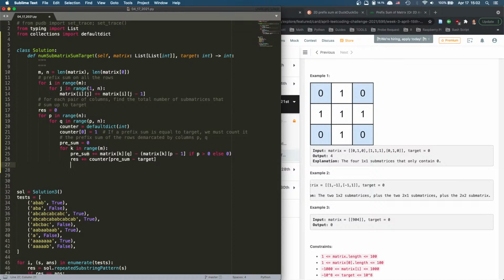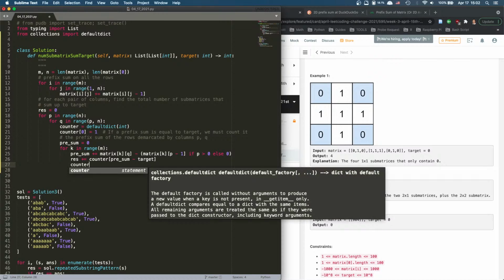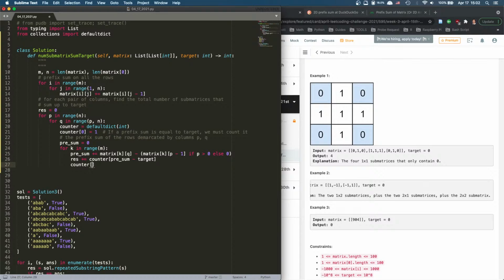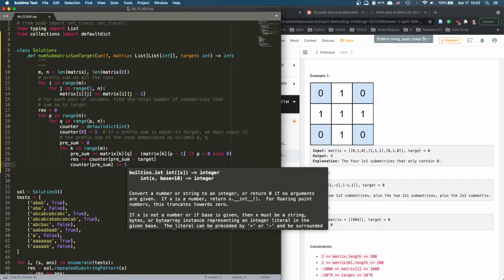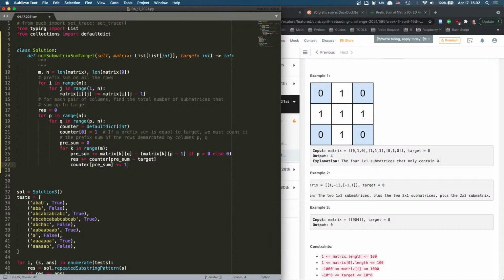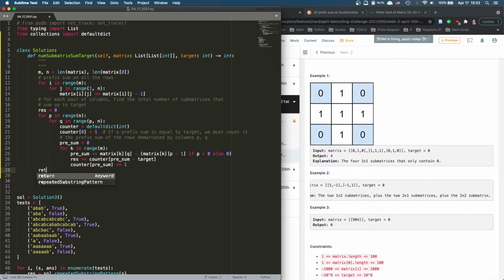Pre-sum updated, the result updated. Now we need to say counter pre-sum, right? Because this is the current prefix sum. We need to update it. And then if we have multiple, then the counter, yeah, it will work. So after that, we can just return the result.